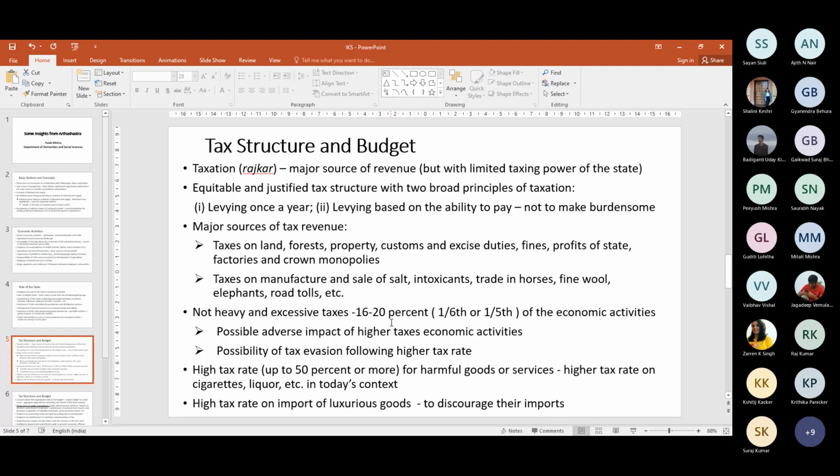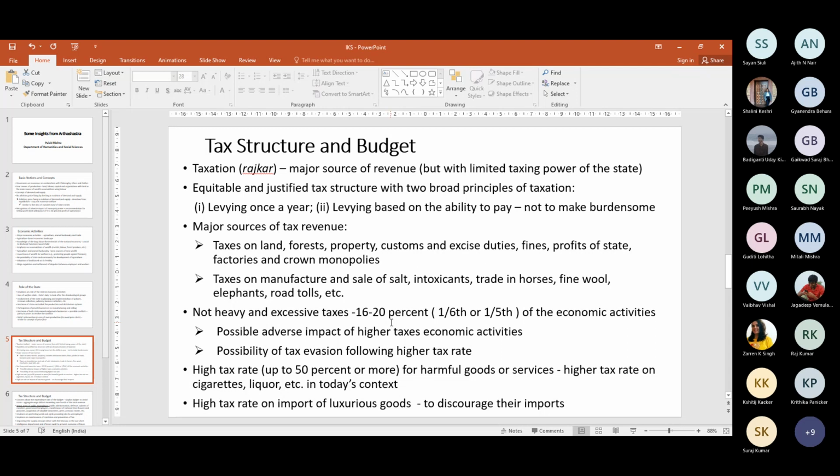Now, when we discuss today's theory of taxation, we basically talk about two broad principles. One is ability to pay and another one is willingness to pay. And this reference of ability to pay is seen in Arthashastra as well. And of course, the major sources of tax revenue of the government differ widely between what was there during that time and what we see, the different areas of taxation in today's context.